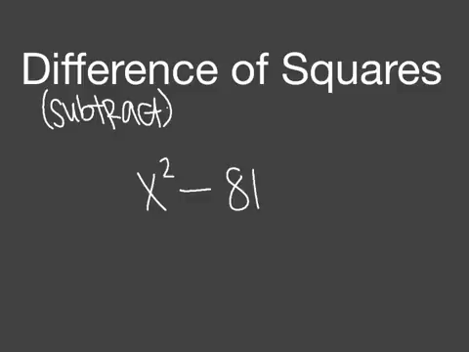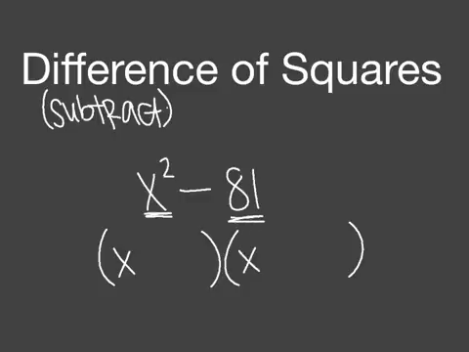Now, how we factor a difference of squares question is we're going to have two sets of parentheses. And we're simply going to take the square root of each term. So we're taking this binomial to create two more binomials. So first I'm looking at the x squared. The square root of x squared would be x and x. Then I look at the second term. The square root of 81 would be 9 times 9.